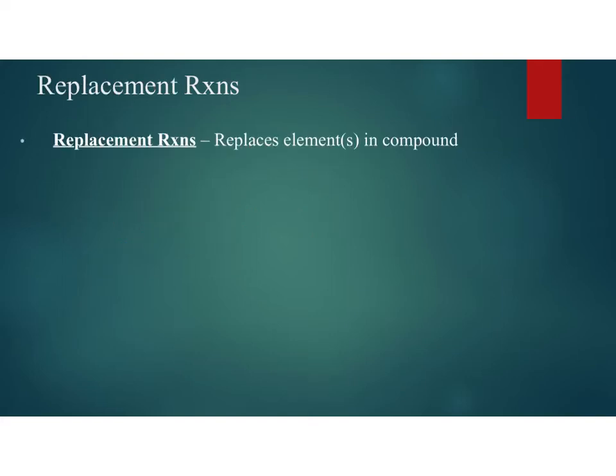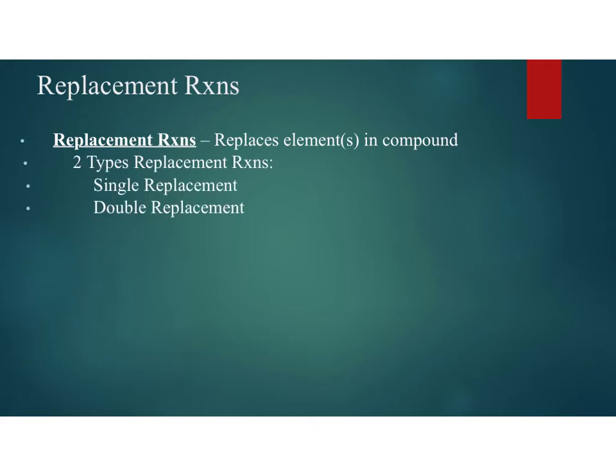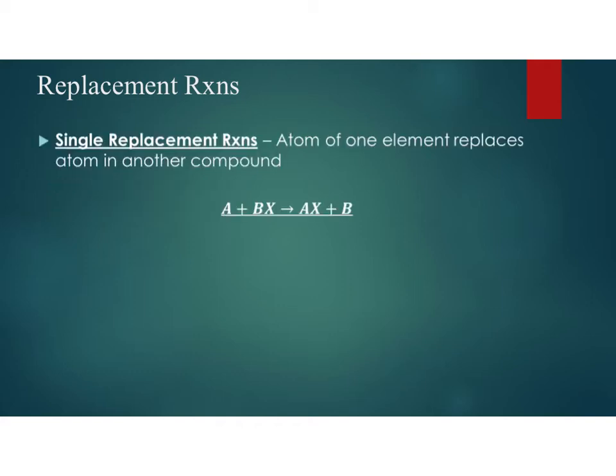And the final type of reaction we're going to look at are what we call replacement reactions. And a replacement reaction is just what the name indicates. A replacement reaction is where something is going to replace an element or elements in a compound. For our replacement reactions, we're going to look at 2 different types. The first one we have is what we call a single replacement, and then we also have what we call a double replacement.